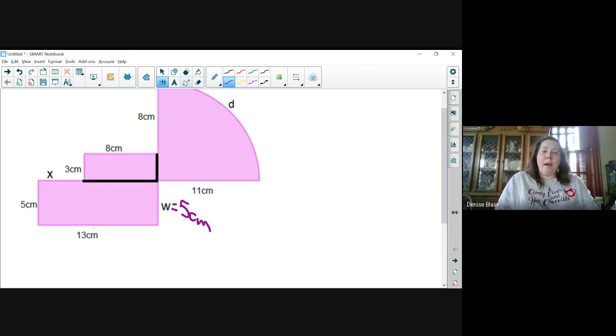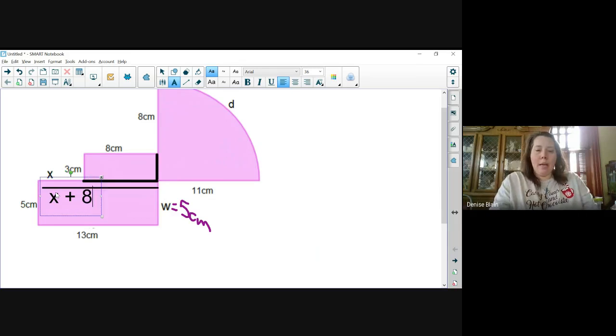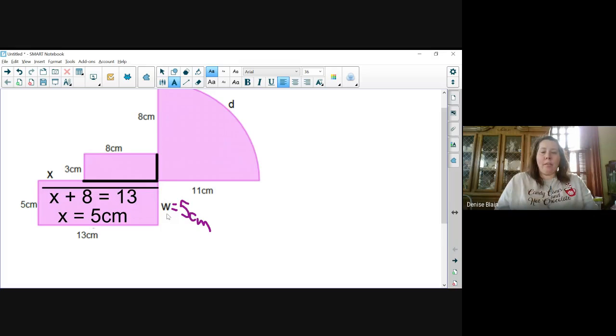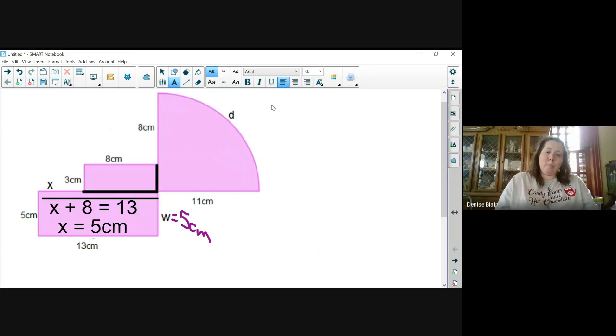Since opposite sides are parallel, this line right here is the same thing as 13 centimeters, or it is equivalent to x plus 8, because this little piece here is x, and this piece up here is 8. So what is x? If I solve for x, I get x equals 5 centimeters. So I know my W measurement, I know my x measurement. Now I need to figure out what D is.